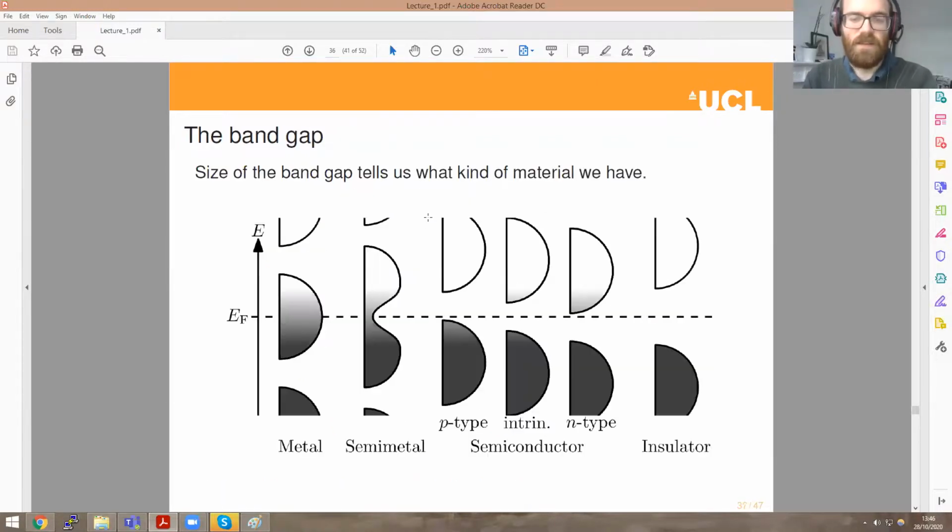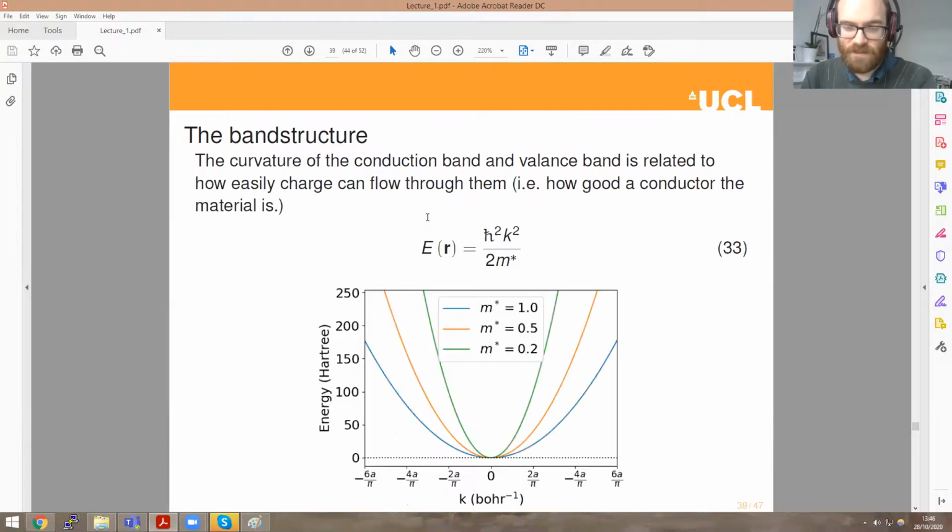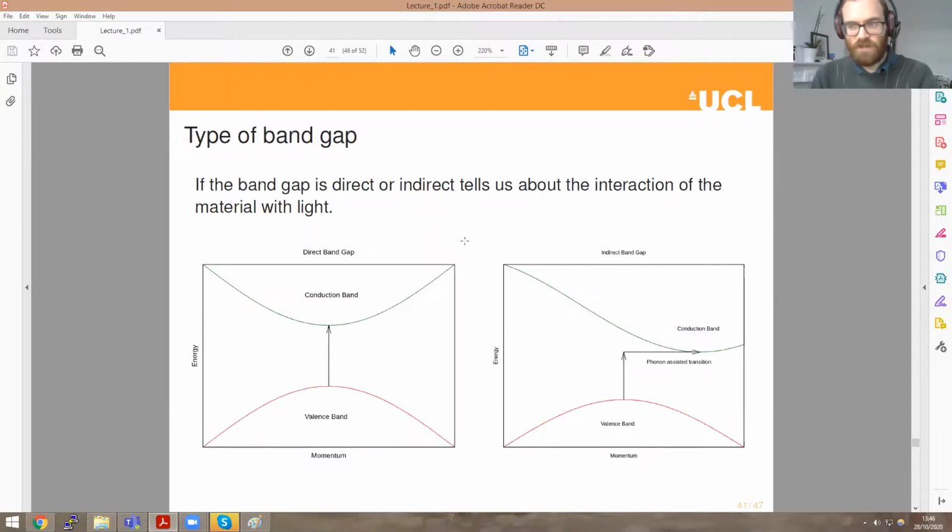This can be quite related to the actual properties the material has. So I just used one simple example in this presentation, but there are other things you can learn from the band structure. One thing you know is whether your material is an indirect or a direct band gap material. And that tells you about how the material will interact with light.